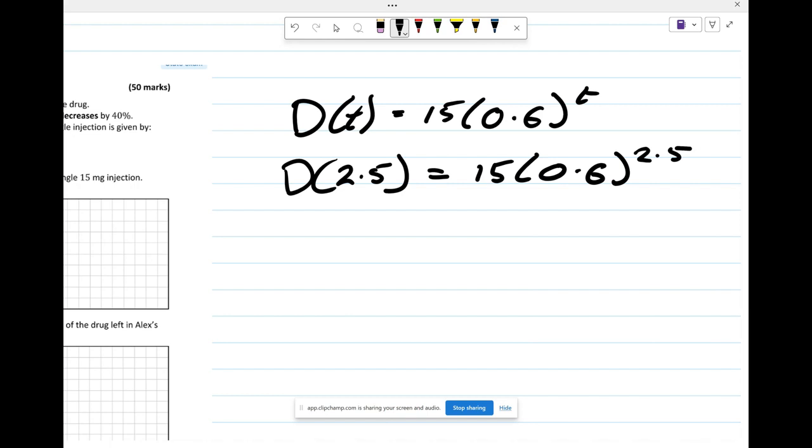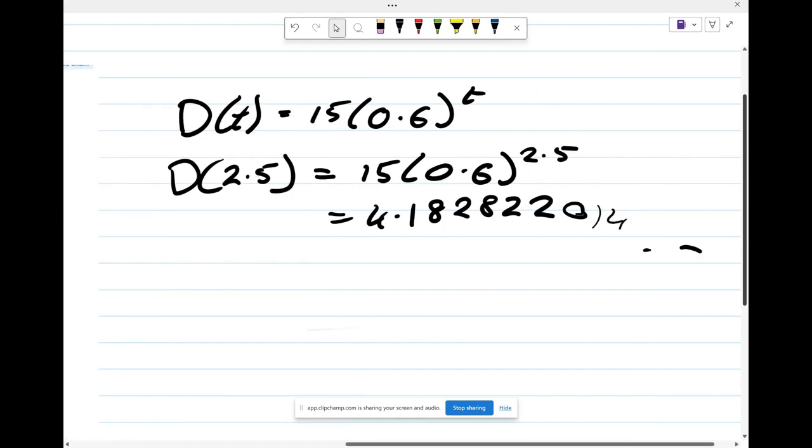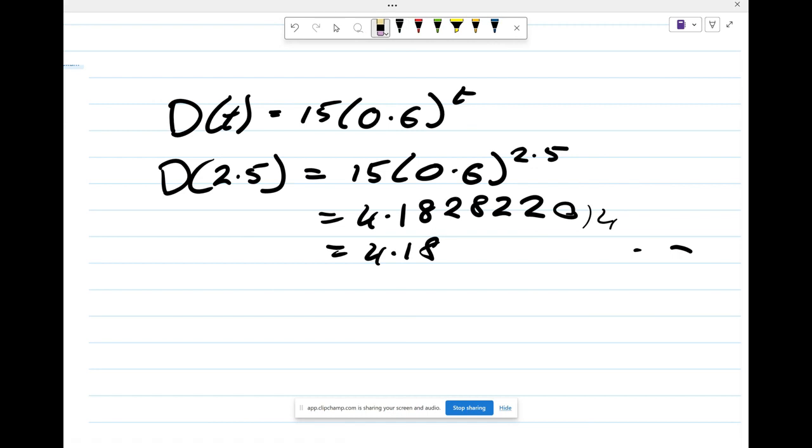And that is it. We put that in our calculator, and 0.6 to the power of 2.5 is 4.18282014, and that's where my calculator ends. They want 2 decimal places, so we round: 4.18, and we round down because the next digit is 2, which is less than 5.